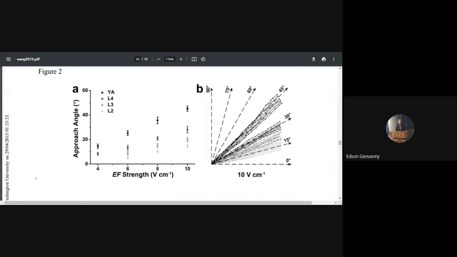In part A, larvae electrotactic behavior, and part B, the trajectory in the direction of different stages of C. elegans, indicating the electric field with 10 volt per centimeter. This behavior is stable with this technique. The worms are classified simultaneously.